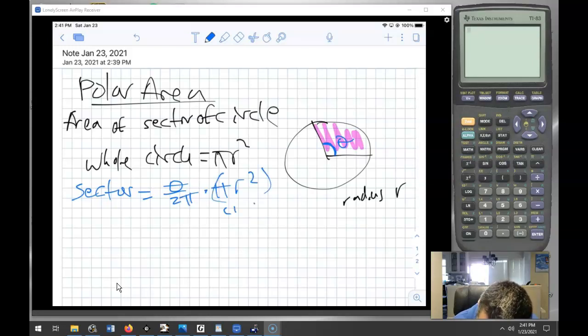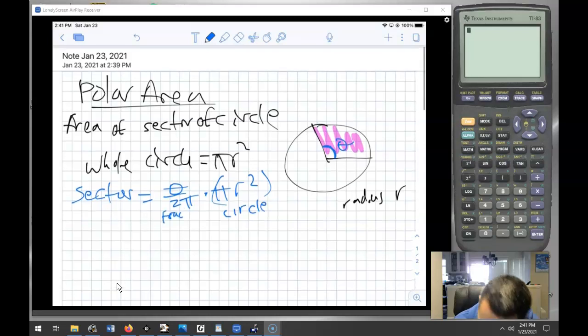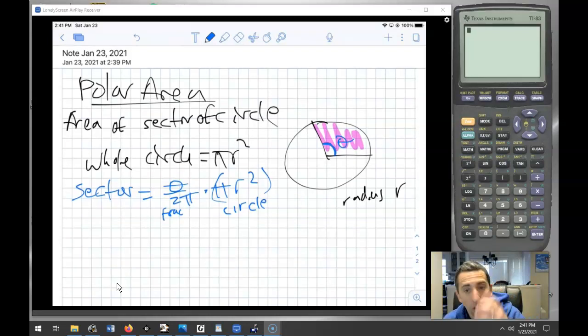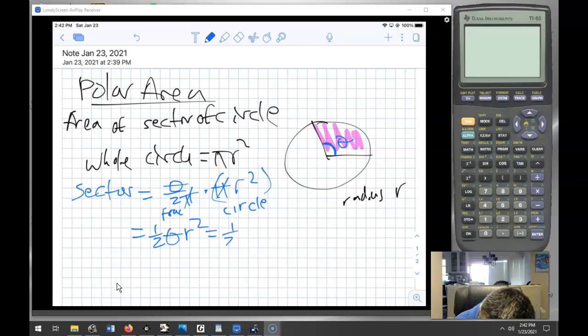So this is the circle, and this is basically saying, what fraction of that circle do we have that we're trying to find the area of? Okay, so if we want half the circle, theta would be pi, so we'd have 1/2 times pi r squared. So that's where the formula comes from. So anyway, if we simplify this out and cancel the pi's, this becomes 1/2 times theta times r squared, and a lot of times we'll write that as 1/2 r squared times theta.